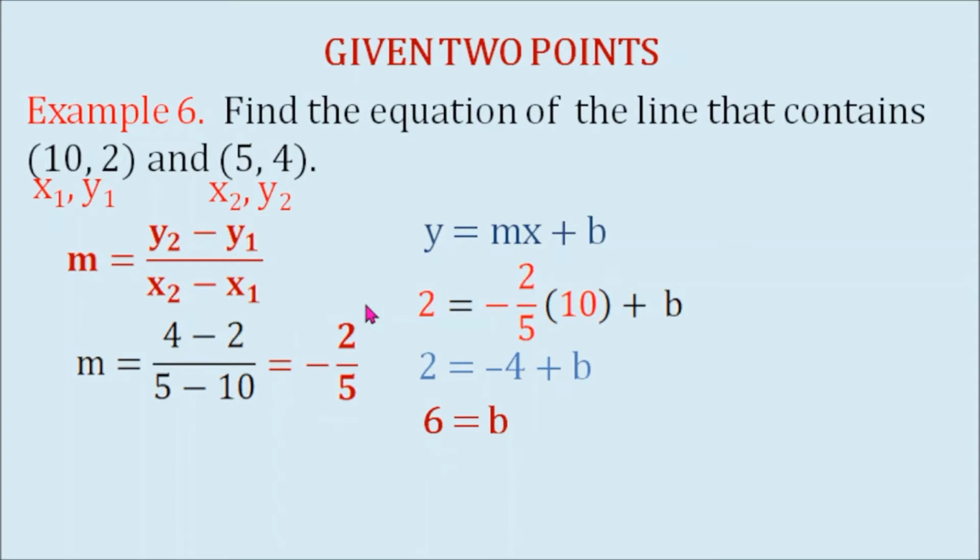We have the slope, we have the y-intercept, so we can now write our equation. It's y equals -2/5, that's our slope, then x plus 6, which is our y-intercept.